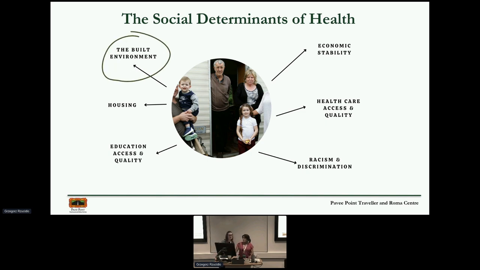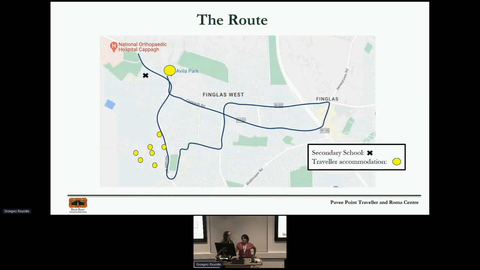So obviously, that's an illustration of some of the social determinants of health that travellers face. But the one that we're going to be looking at in this particular presentation is around the built environment that travellers find themselves residing in. So this map here illustrates the route that we took along our walkability audit. We chose this route for a number of reasons. The primary reason being that, as you can see depicted in yellow, it covers a high density of traveller accommodation, what we often refer to as traveller sites, which is traveller specific housing.